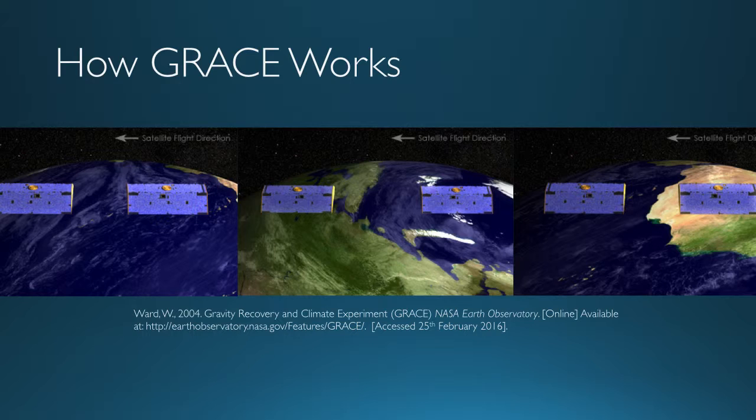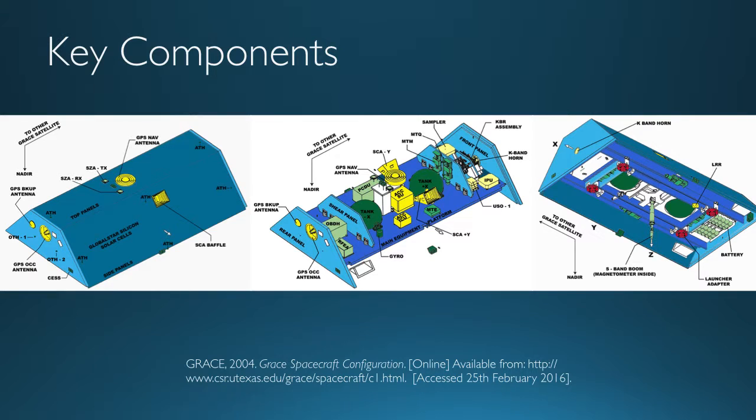As the satellites move over the Earth, the gravitational field changes beneath the satellites in correlation to changes in mass or the topography of the surface beneath it. As this happens, the orbital motion of each satellite is changed, which then causes the distance between the two satellites to change, and this is measured using the K-band instrument. So this change in motion, which is measured by the K-band instrument, allows us to determine changes in the Earth's gravitational field. The most important parts of the satellite can be seen here.